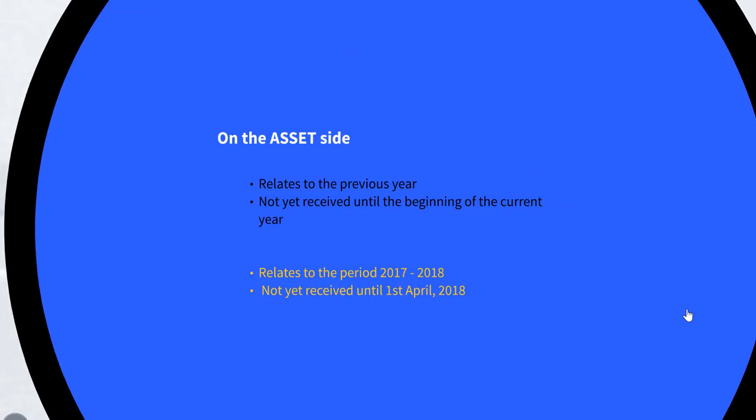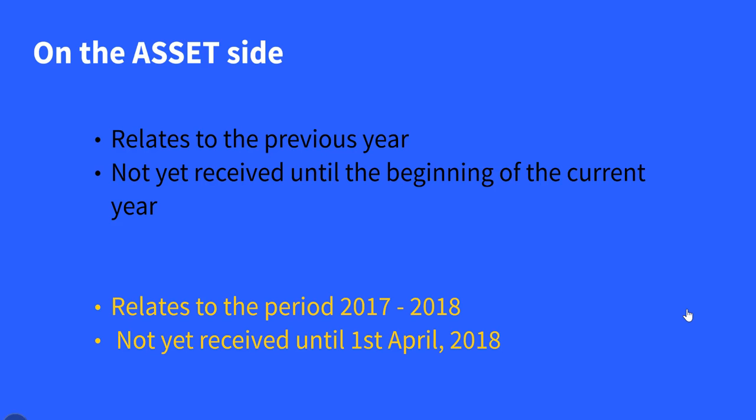On the asset side, we will be writing income which relates to the previous year but which is not yet received until the beginning of the current year. So which means it relates to the period 2017-18 and it is not yet received until 1st April 2018.